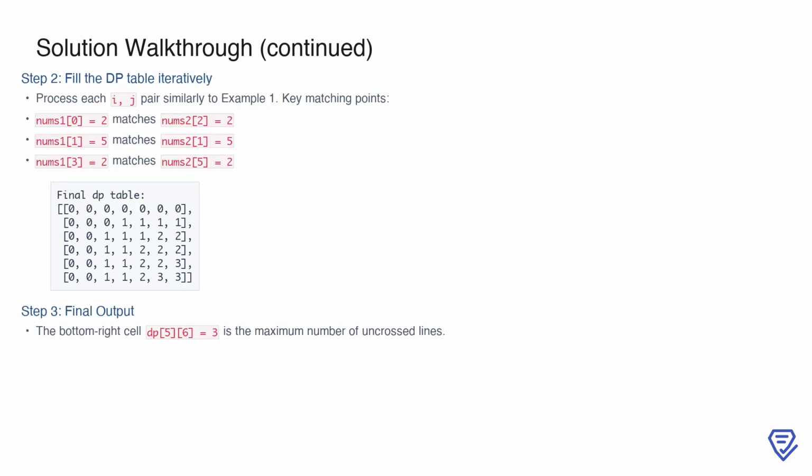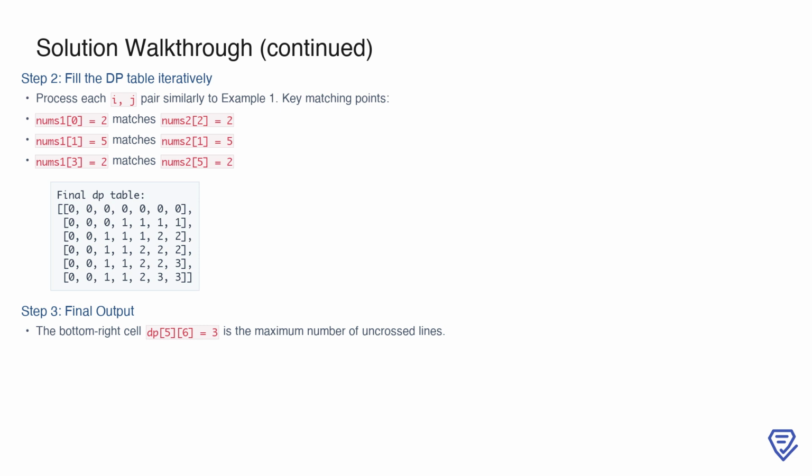As we proceed to fill the DP table for example 2, we follow the same methodology as in the first example. We compare each element of nums1 with each element of nums2 and update the table accordingly. For instance, nums1[0], which is 2, matches nums2[2], also 2. Similarly, nums1[1], which is 5, matches nums2[1], and nums1[3], which is 2, matches nums2[5]. These matches are reflected in the DP table as we increment the values in the appropriate cells.